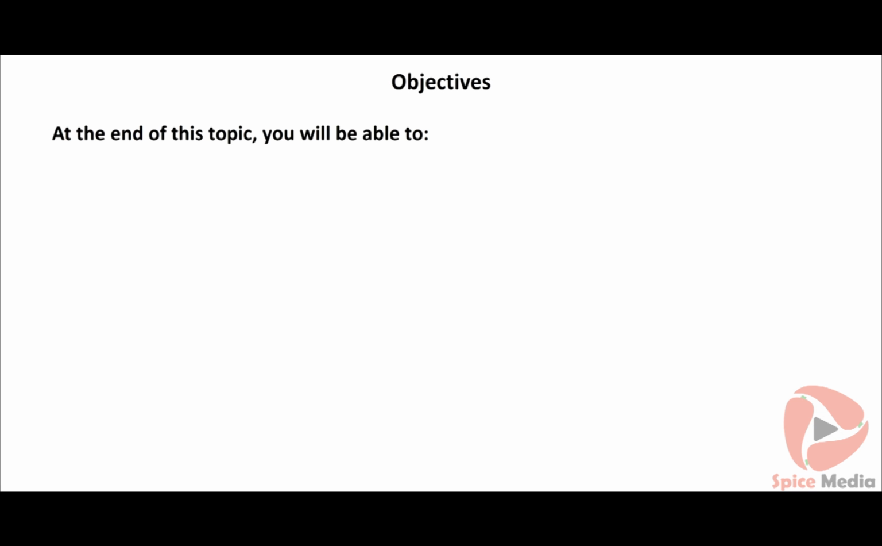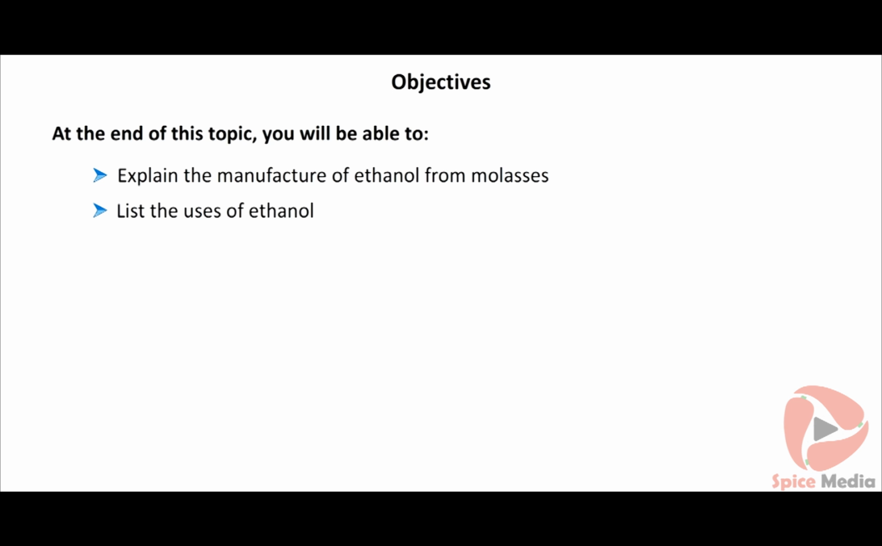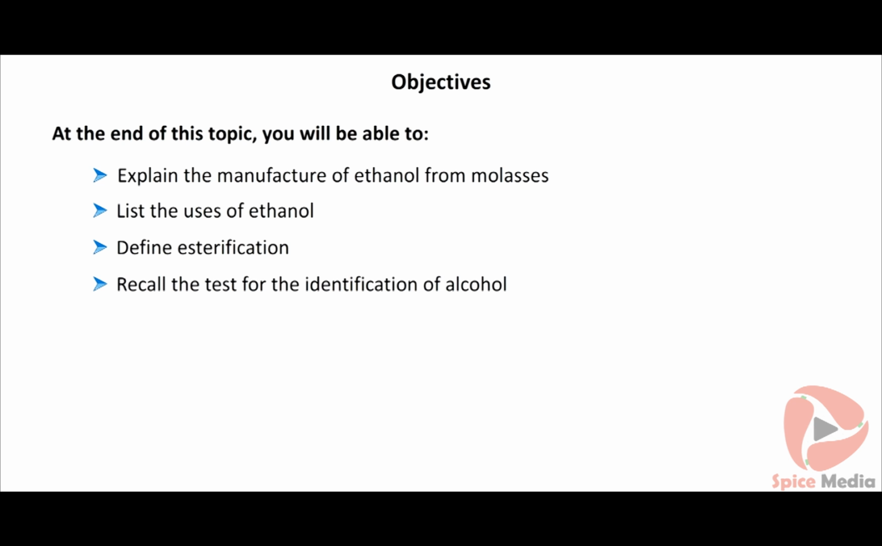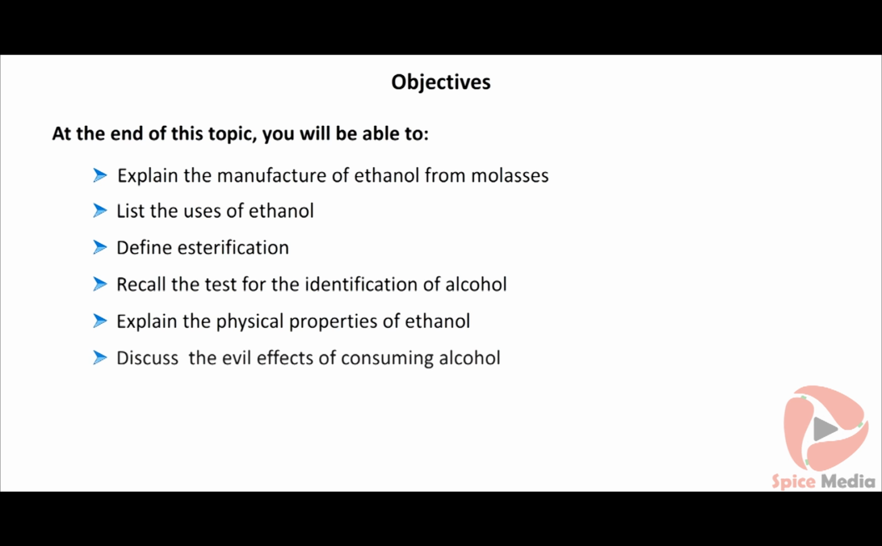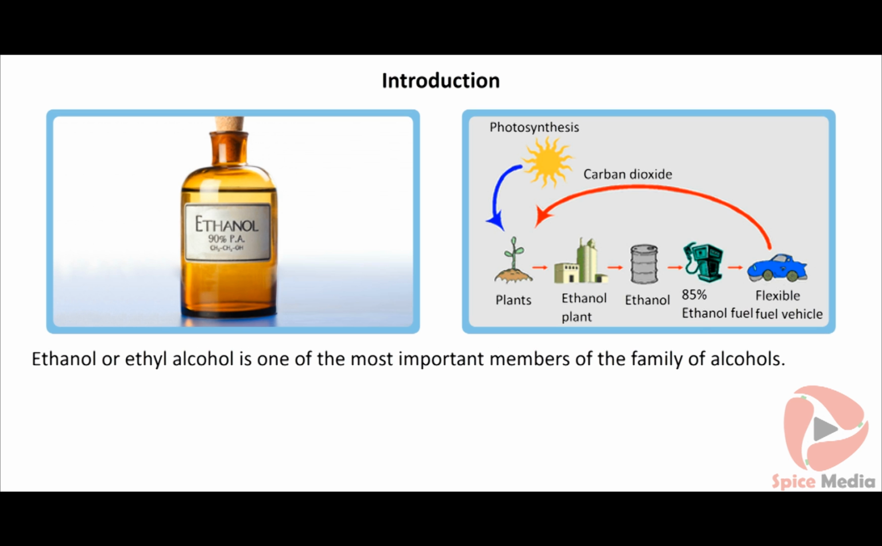At the end of this topic, you will be able to explain the manufacture of ethanol from molasses, list the uses of ethanol, define esterification, recall the test for the identification of alcohol, explain the physical properties of ethanol, discuss the evil effects of consuming alcohol. Ethanol or ethyl alcohol is one of the most important members of the family of alcohols. Its molecular formula is C2H5OH.